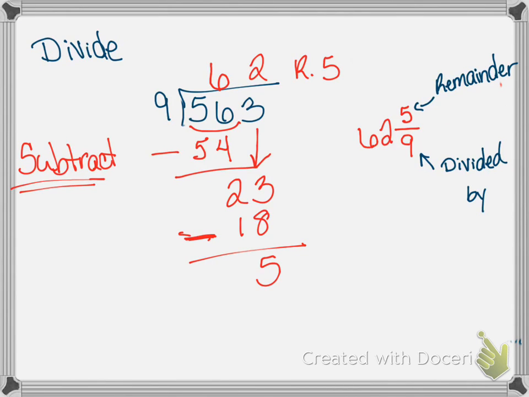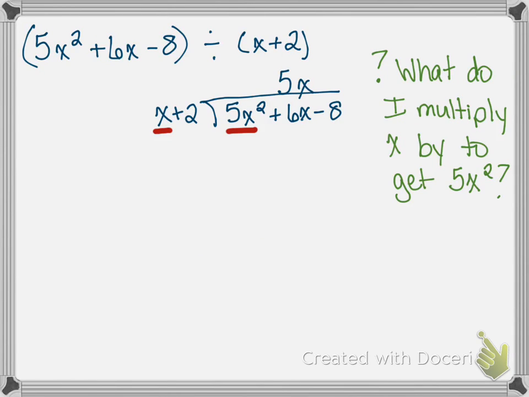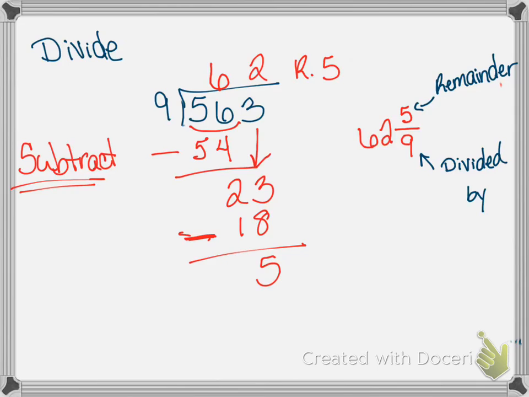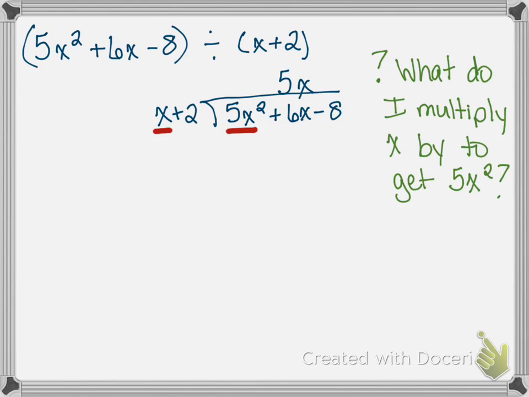Remember here, I lined my 6 up with my place value. I was going into 56, so I put my 6 on top of the tens place. Here, where am I putting my 5x? Over the 6x. I've got x to the first, and I've got x to the first. That's why I put my 5x over my 6x, so I keep it lined up by place value. Now, after I figured out the 6, I said 6 times 9 equals 54. So here I say 5x times 2 is 10x. 5x times x is 5x squared.